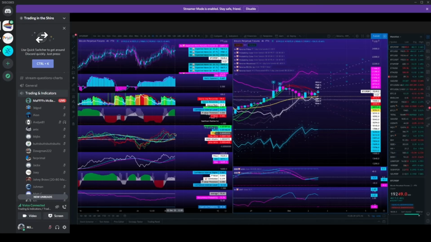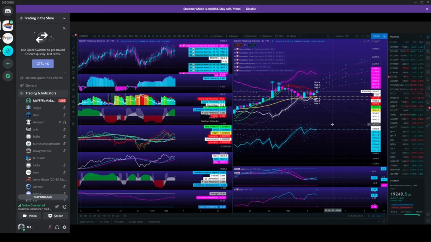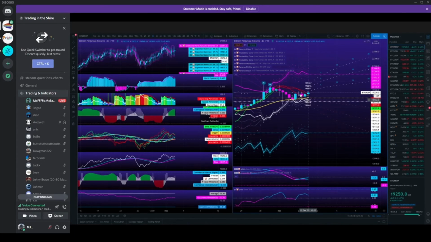Sorry, I was sidetracked looking at some other stuff. It's the one SD385. Yeah, and if you see there, when was that? That was on that candle back there. Let's see here.